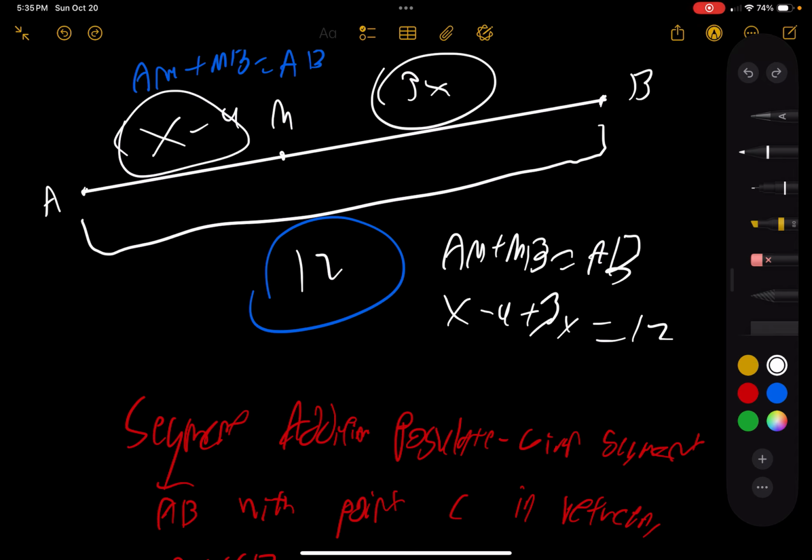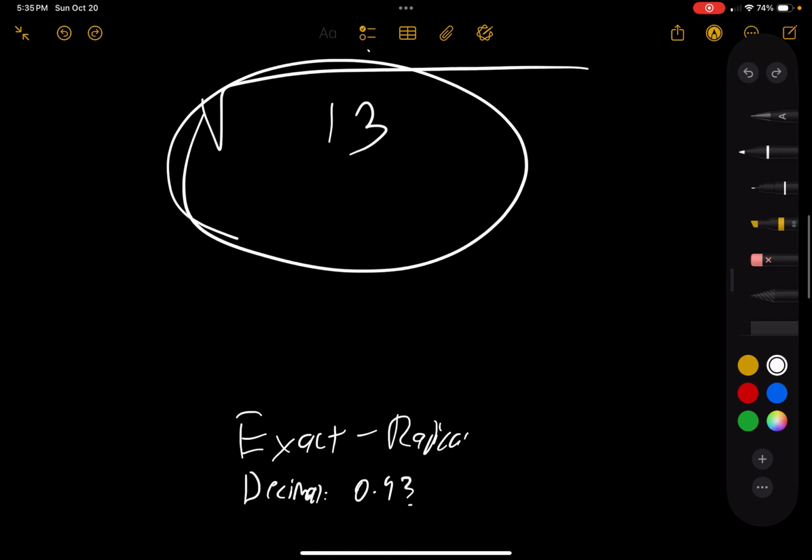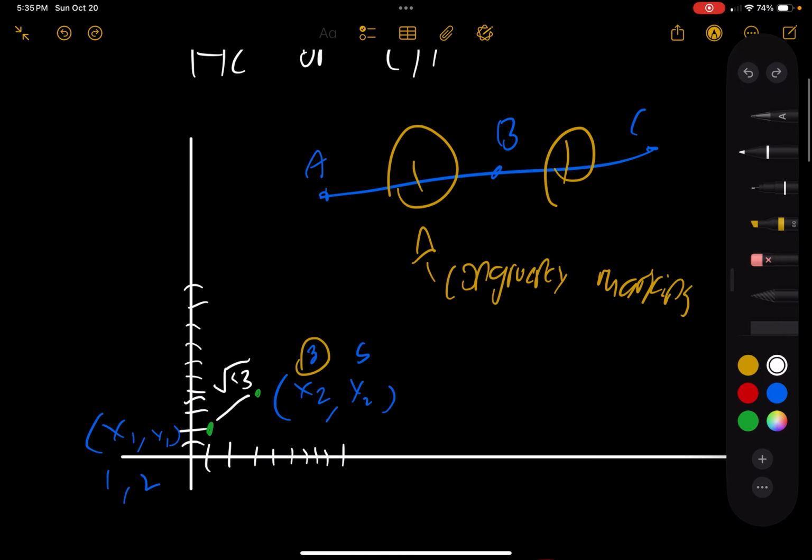So, yeah, that's basically it. That's how you use the distance formula, and how you use understanding of length of segments to solve for variables. The reason I group these together is because distance and the length of a segment are closely related.